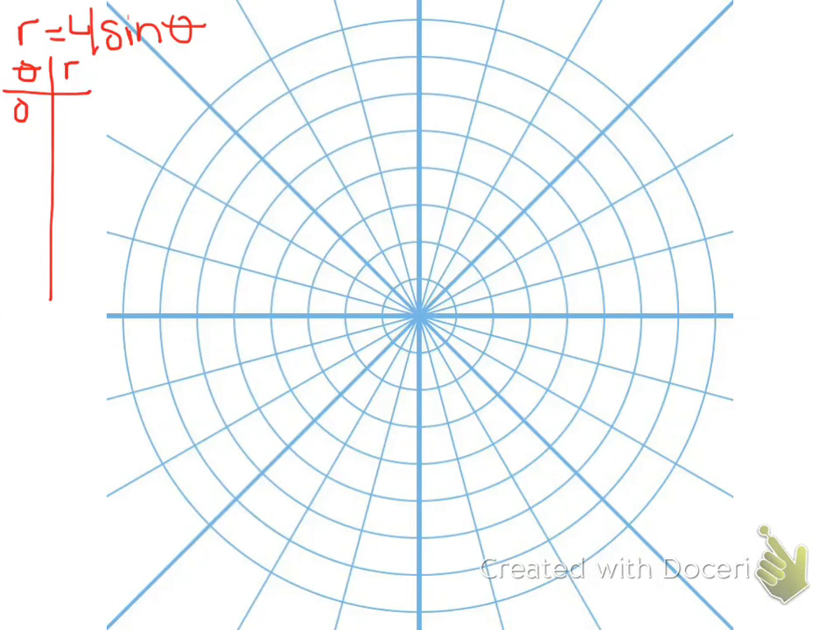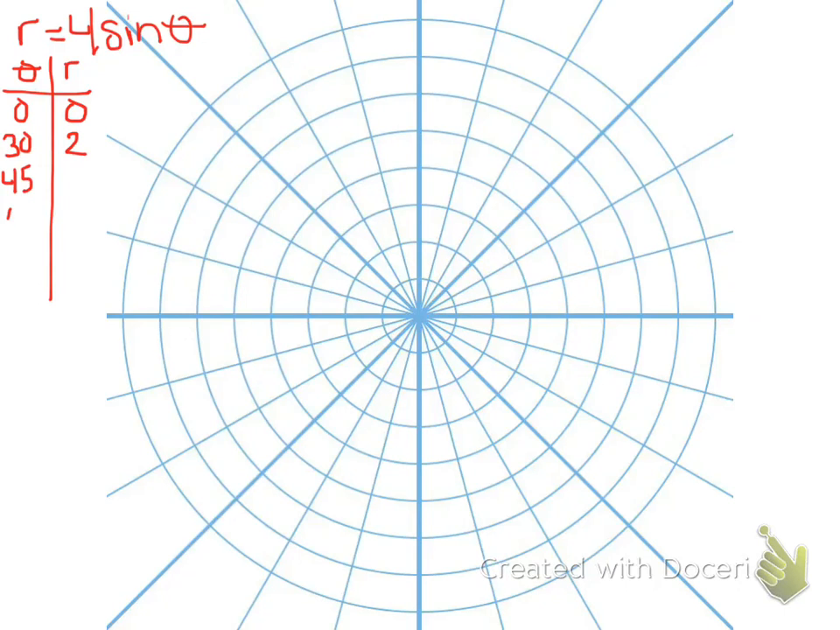So we plug in 0. 4 times the sine of 0. What is the sine of 0? Oh, that's 0. Then we're going to go again. I'm going to go in degrees. 30 degrees. What's the sine of 30 degrees? You say 1/2. What's 1/2 times 4? That gives us 2.